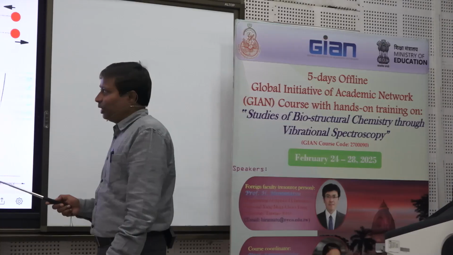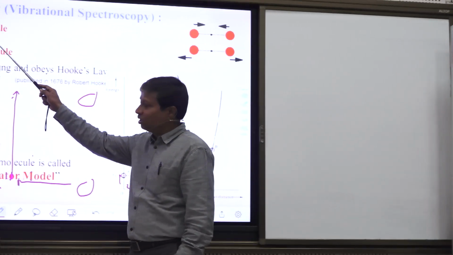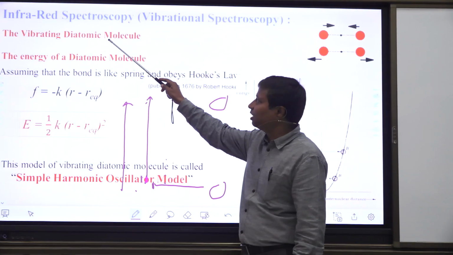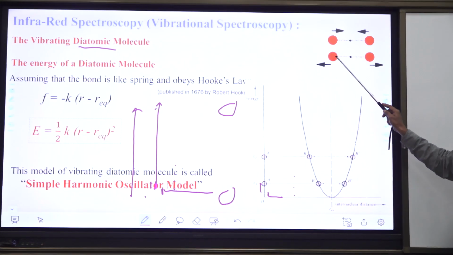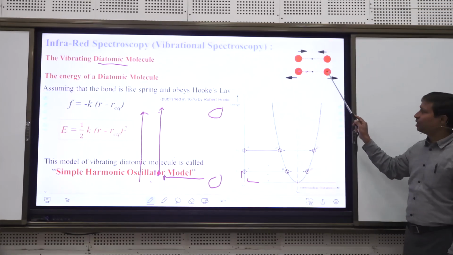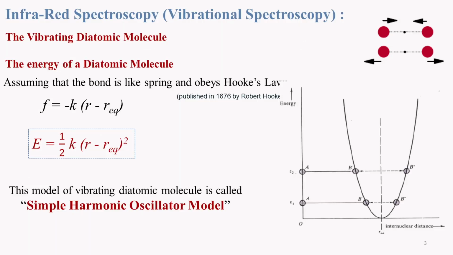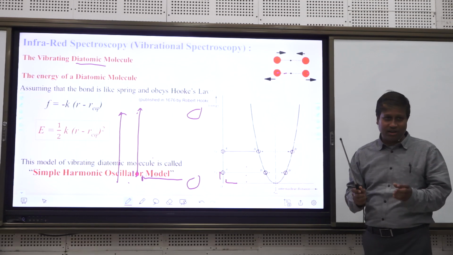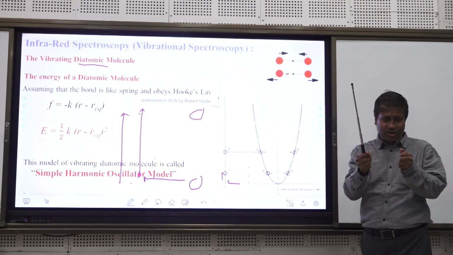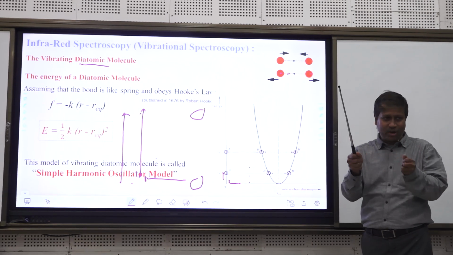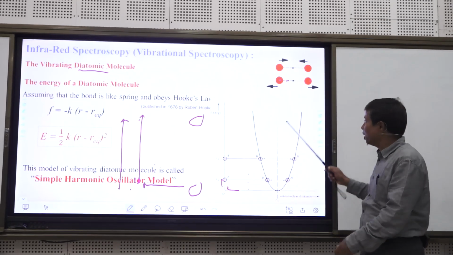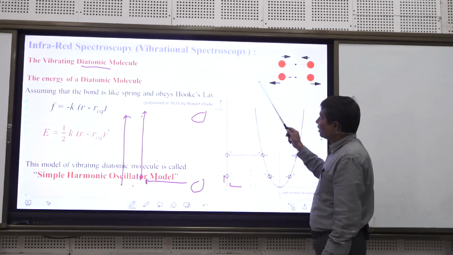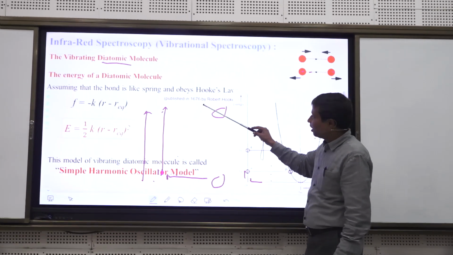To start with, we usually begin with the simplest molecule, the diatomic molecule. That means you have two atoms, and these two atoms are vibrating along a mean position. This is the stable position, and the distance between the two atoms is known as the equilibrium distance, that is, the bond distance.